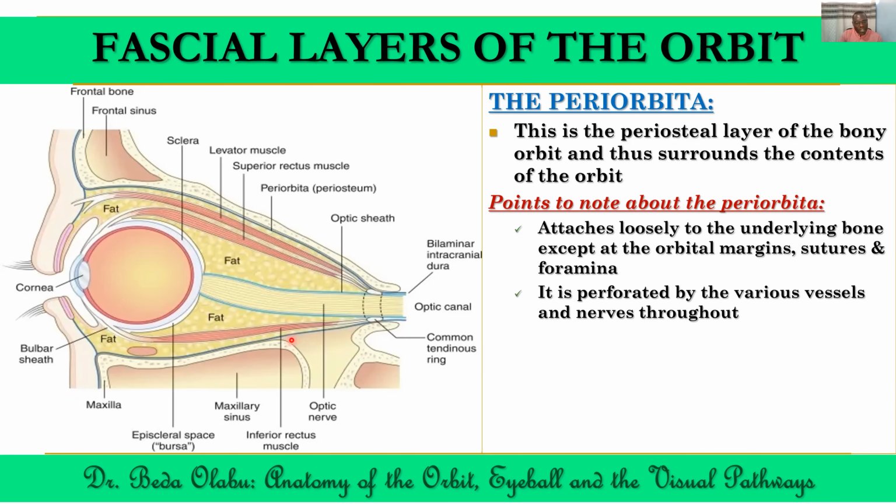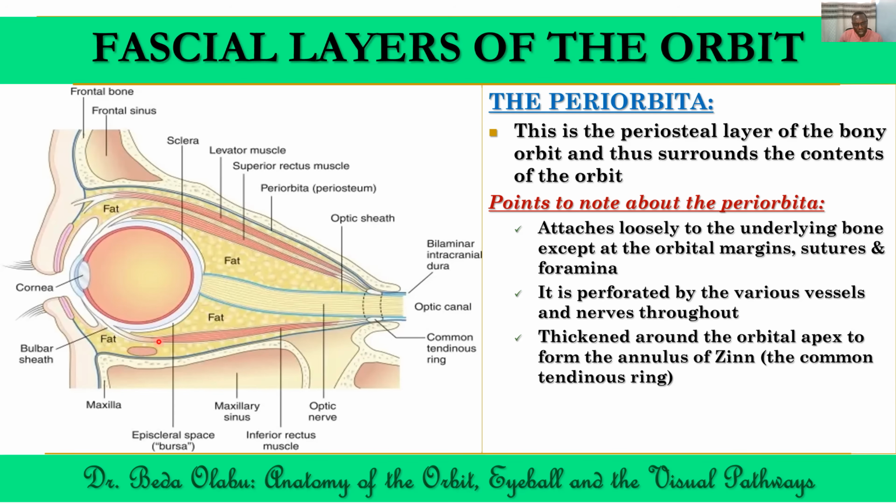The periorbita is also perforated by a number of neurovascular structures throughout. You would expect that to happen if vessels and nerves need to pass into the orbit or from the orbit to other places. Then they have to go through the periorbita through various foramina.